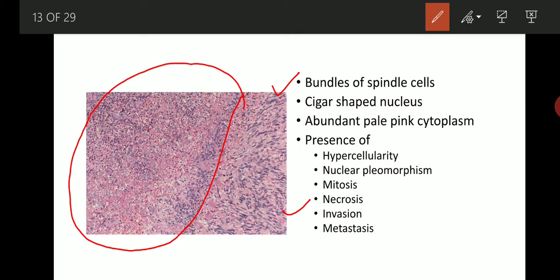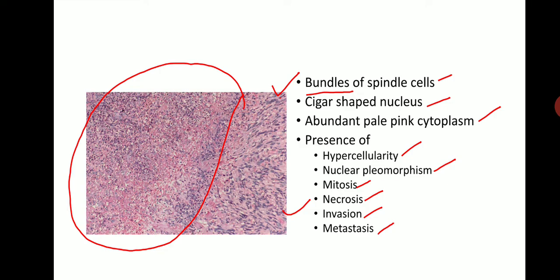So Leiomyosarcoma will show features similar to a leiomyoma in that they have bundles of spindle cells, cigar-shaped nucleus, abundant pink cytoplasm. But then what will distinguish a sarcoma from a benign tumor are nuclear features of malignancy, that is the hypercellularity, nuclear pleomorphism, presence of mitosis, necrosis, and of course invasion and metastasis, right? So this is leiomyoma and leiomyosarcoma.